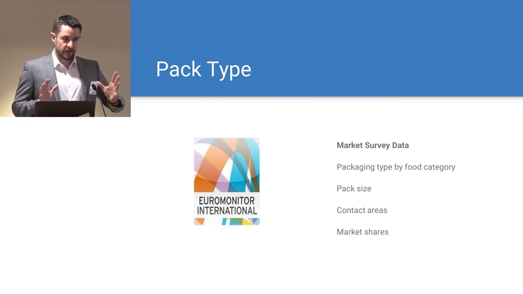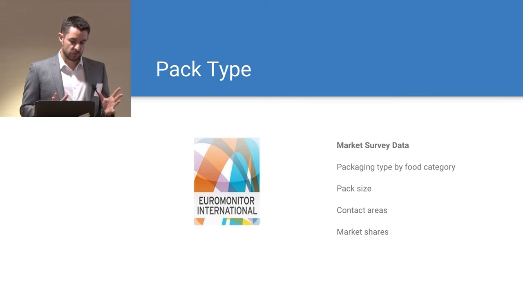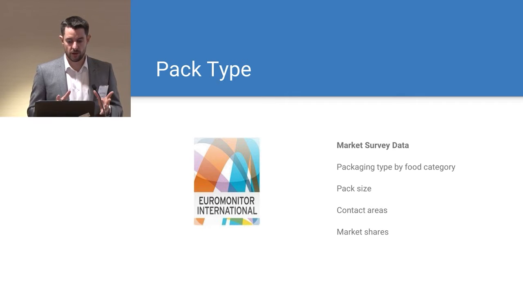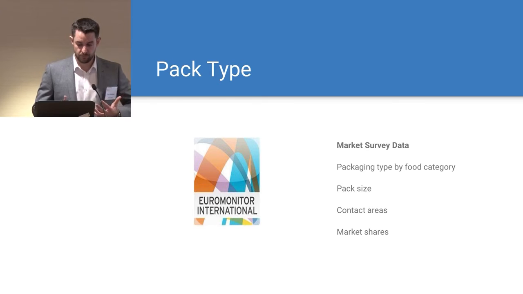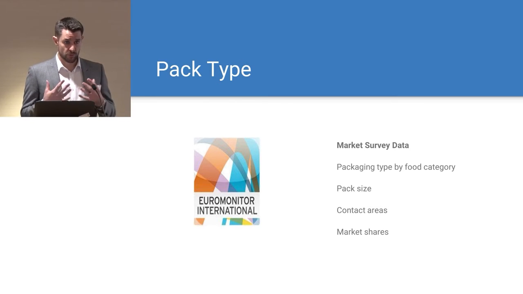More detail on the pack type information. The key input here we used was market survey data, and Euromonitor International are a market survey company, and out of the box they had a data set that gave, at a retail level, market shares of different food packaging structures. So we were able to recode this data into the FACET food coding system, and we had the different packaging types by food category.